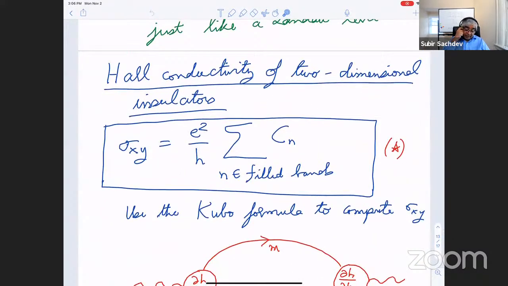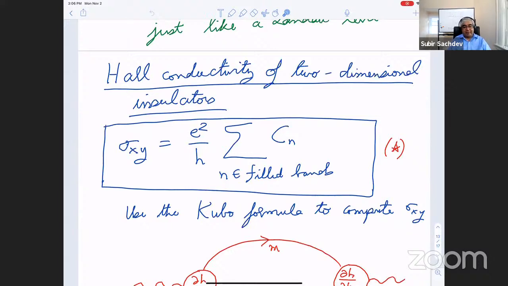Okay, so what I want to establish today is this very fundamental relation, first obtained by Thouless et al., that the Hall conductivity of an insulator in 2 dimensions has a very simple expression. It's just e squared over h times the sum of the Chern numbers of the filled bands. The way we compute this is to just apply the standard perturbation theory, which in this case is what's called the Kubo formula, which we've seen in some previous computations.